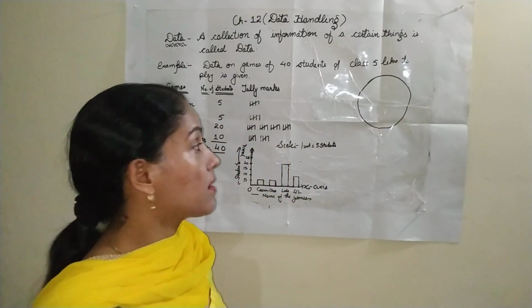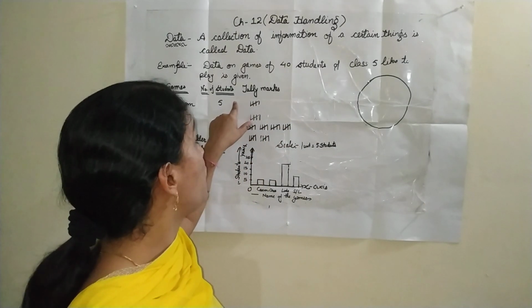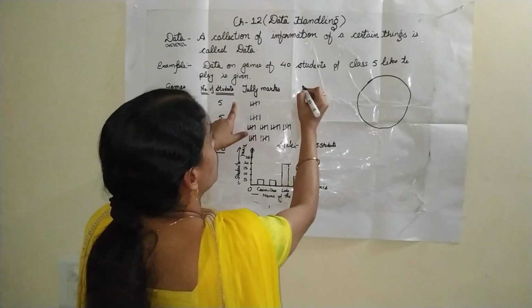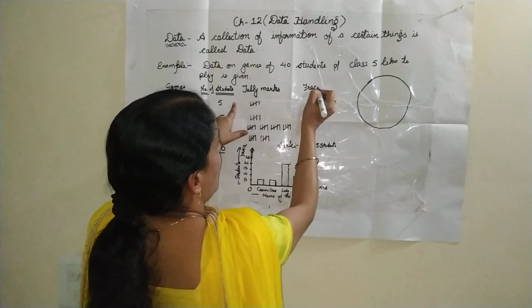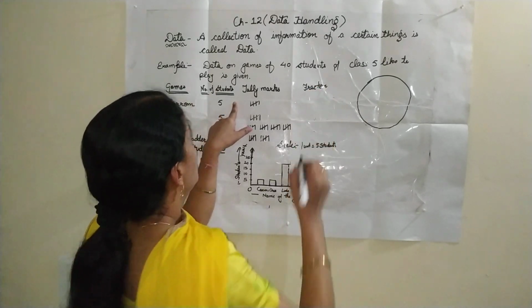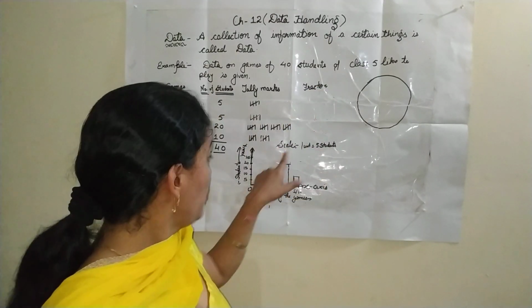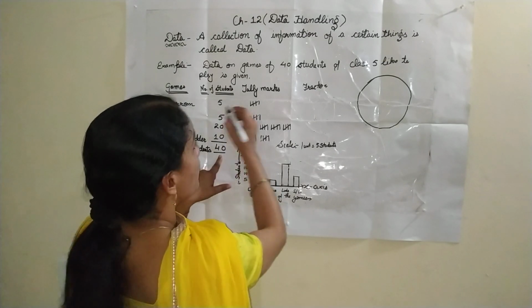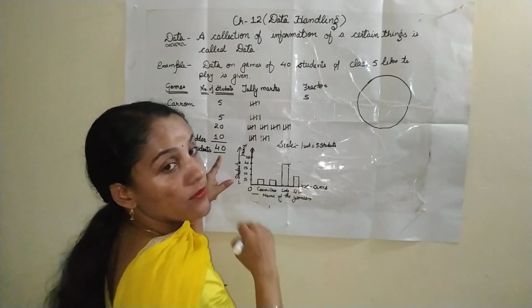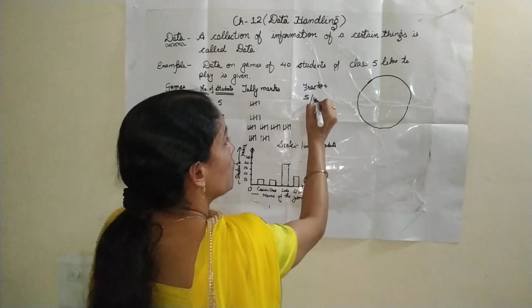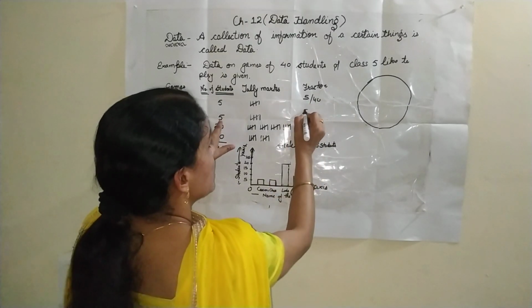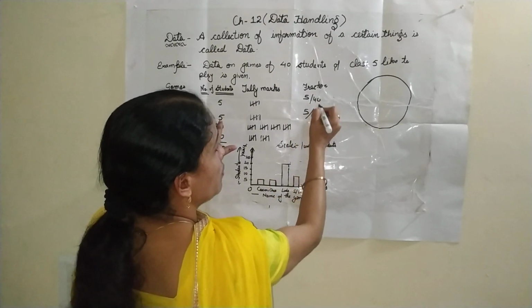After making this circle, you have to find the fraction of these students. And how to find the fraction? Number of students upon total students. So how many students are there for carom? 5. And the number of total students? 40.